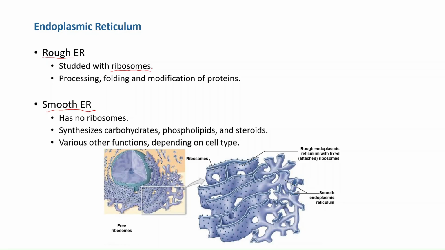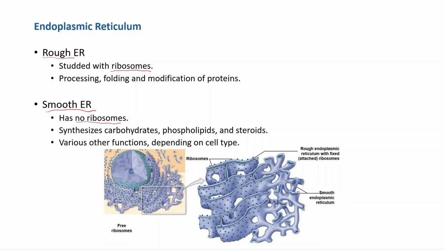Okay? So in the rough ER, you're going to make, modify, and fold proteins. It's covered with ribosomes. The ribosomes make proteins. So all the modifications the protein needs to undergo from the primary structure to secondary, tertiary, maybe even quaternary structure, they take place in the rough endoplasmic reticulum. The smooth looks smooth because it doesn't have ribosomes. Instead, it's going to synthesize carbohydrates, phospholipids, steroids, and depending on the cell type, sometimes it has specific functions. We're not going to get into that right now.